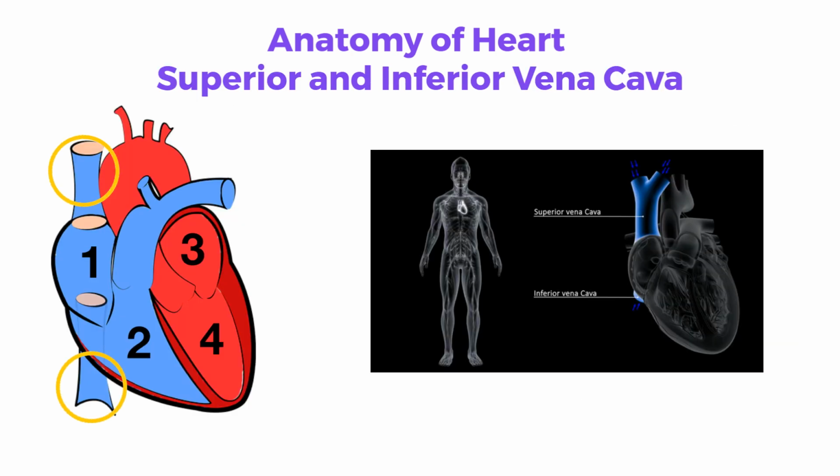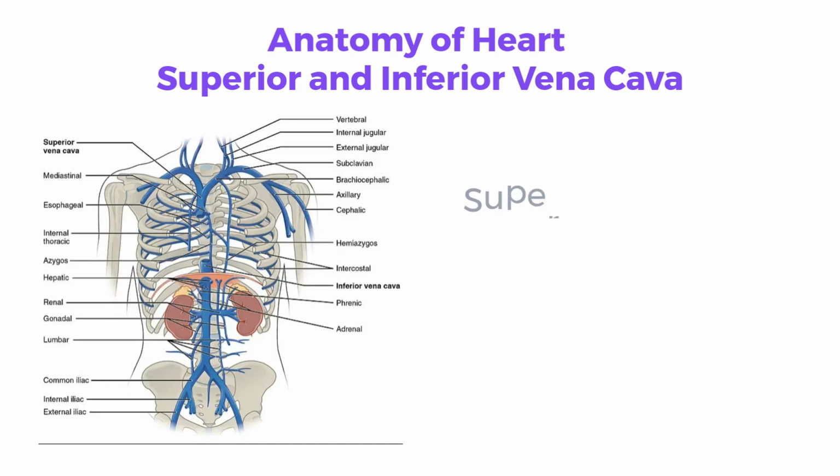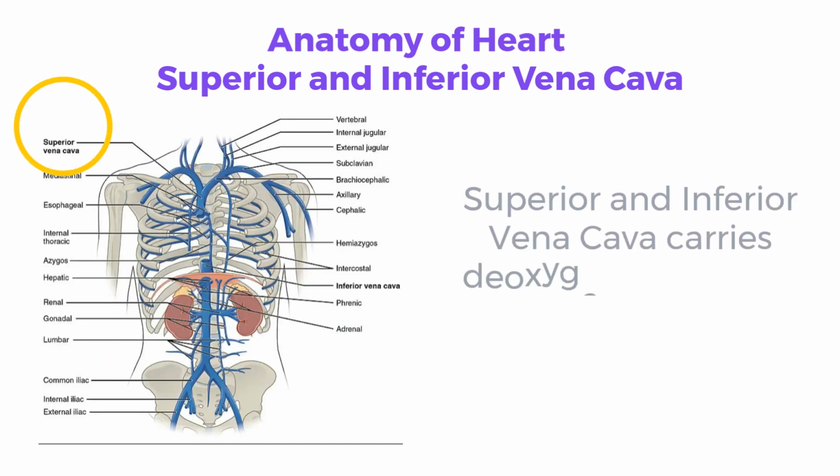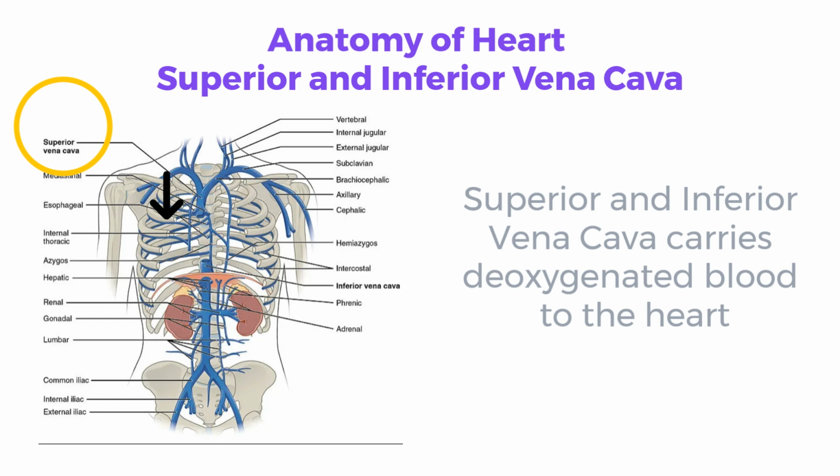The vena cava is the largest vein in our body. There are two parts of the vena cava. 1. The superior vena cava and 2. The inferior vena cava. The function of the superior vena cava is to carry deoxygenated blood from the upper region of the body like head, neck, arms, and chest to the heart, while the inferior vena cava carries blood from the lower region of the body like legs, feet, and organs in the abdomen and pelvis to the heart.